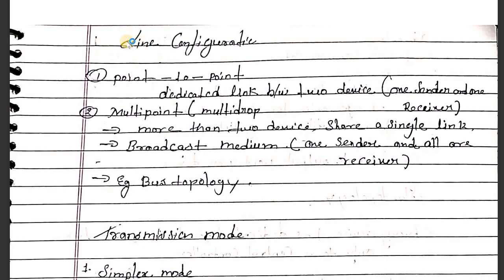Here, the first topic in computer network is line configuration. There are two types of line configuration, point to point and multi-point. In point to point, there is one sender and one receiver only. This sender and receiver are connected to a single link. In multi-point, there is a broadcast medium, one sender and all are receivers, like our internet.